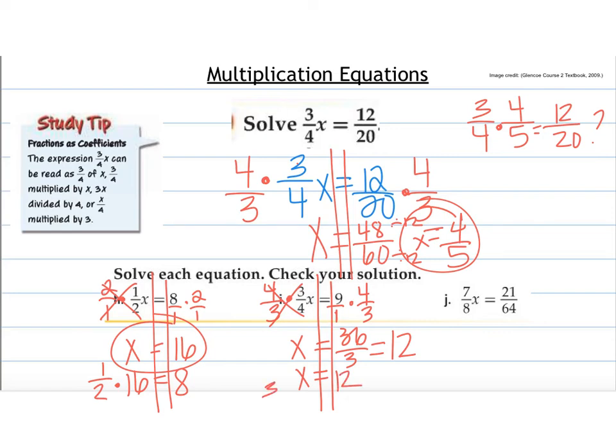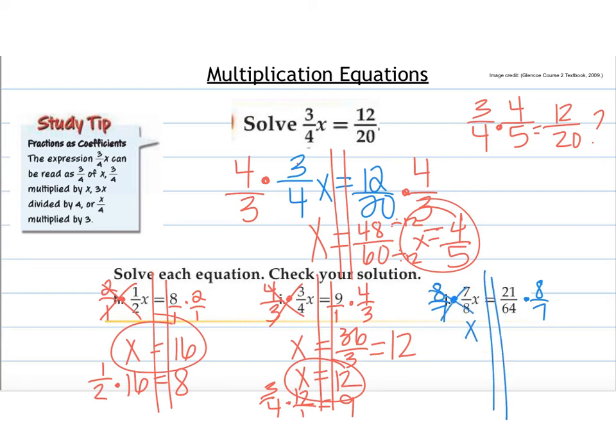Then I'm going to check 3/4 times 12, and 3/4 times the whole number would just be 12 over 1. So 3 times 12 is 36. 4 times 1 is 4. So 36 over 4 would be 9, so x equals 12. And then we have 7/8 x equals 21/64. So I'm going to multiply times 8/7. Multiply times 8/7. So that cancels out.